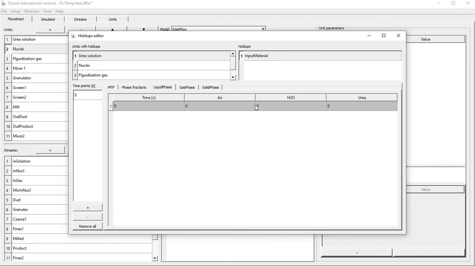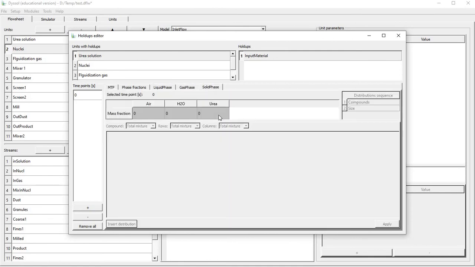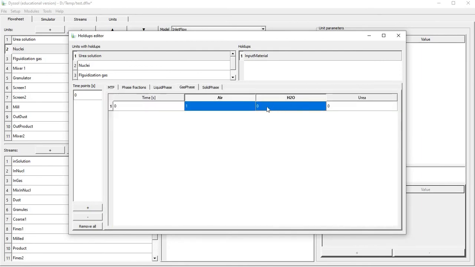Now for each phase, we define which compounds exist. This will be water for liquid phase, air for gas phase, and for solid phase it will be urea. Theoretically, it doesn't matter what we define here for gas phase, because there is no gas flow, but in order to avoid any problems during the calculation, I will just put that the gas phase consists only of air.